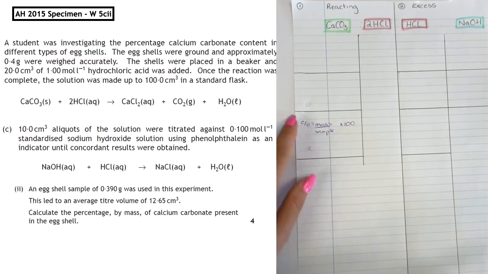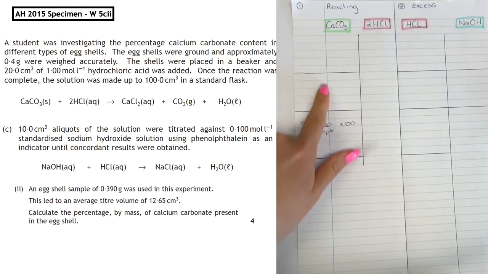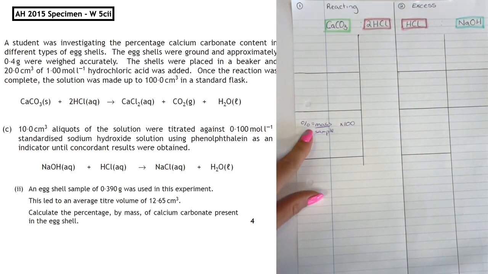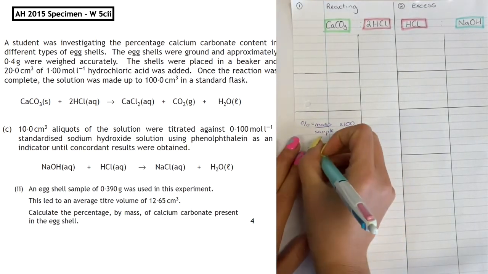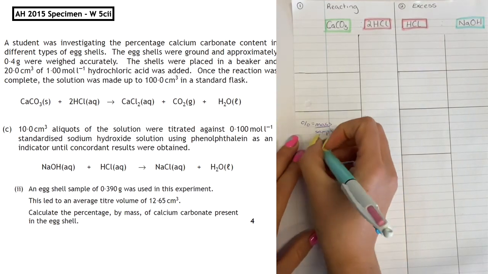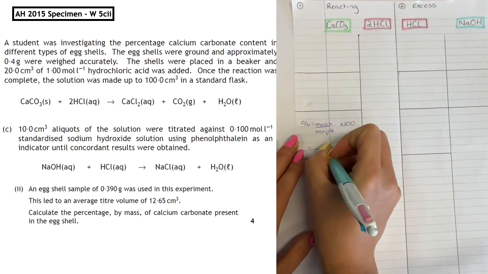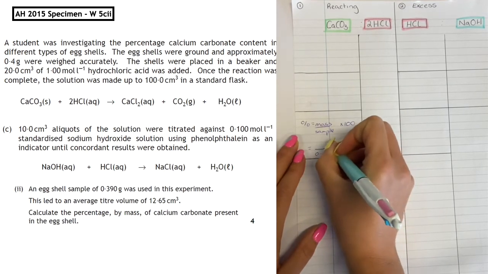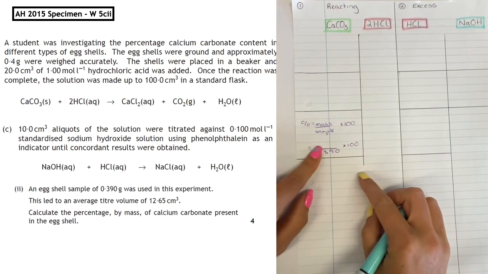The question wants us to work out the percentage mass of the calcium carbonate in the eggshell, so we're going to do all the working for each of the entities directly underneath it. So percentage mass is equal to mass over sample times 100. The sample size that we are given in the question is 0.390. And we times that by 100. So to complete that equation, we actually have to work out the mass.